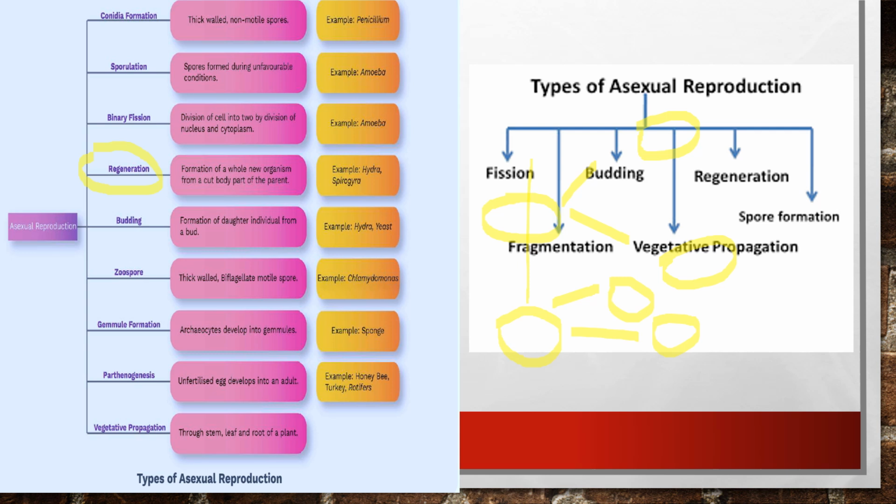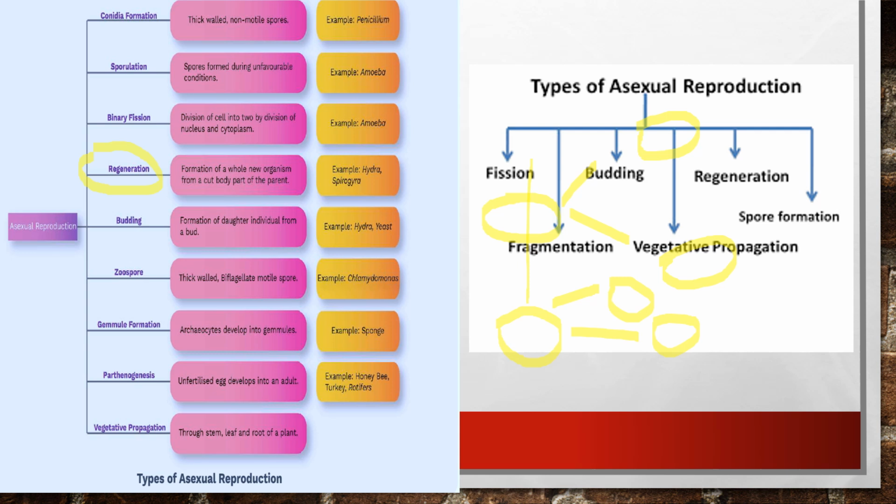Next, regeneration. Regeneration means generally from the parent cell, one part is detached and they grow as a new organism. That condition is called regeneration. From every broken part, a new individual is formed.